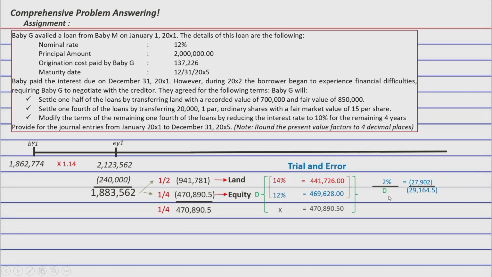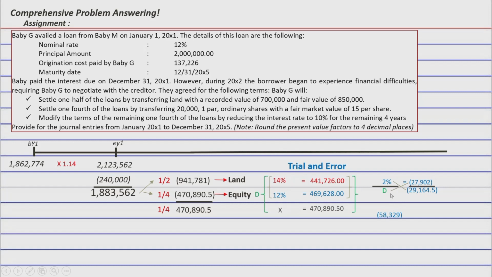So the next step is the cross multiplication. So negative 29,164.5 times 2 equals negative 58,329. So take note that I used 2 as a whole number and not the 2% or its decimal form, which is 0.02. So I did that to make the computations less confusing. Okay? But if you want to, you can use the decimal of 2% or 0.02, and you will still arrive at the same answer if done correctly.